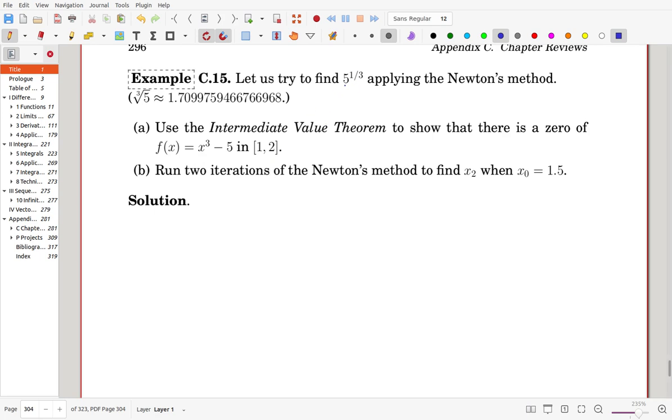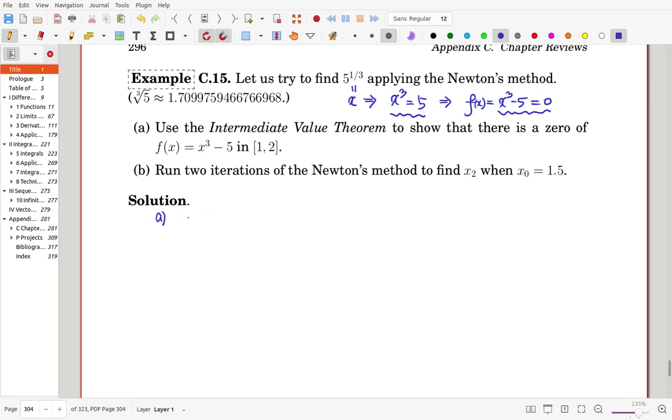Now, once we say x is 5 to the power 1/3, then x cubed equals 5, and from this we define f of x equal to x cubed minus 5. So solving this equation is the same as that one, right? Okay, so f of x is given in this way. Now, part A, we will specify some interval having a zero of function f of x.